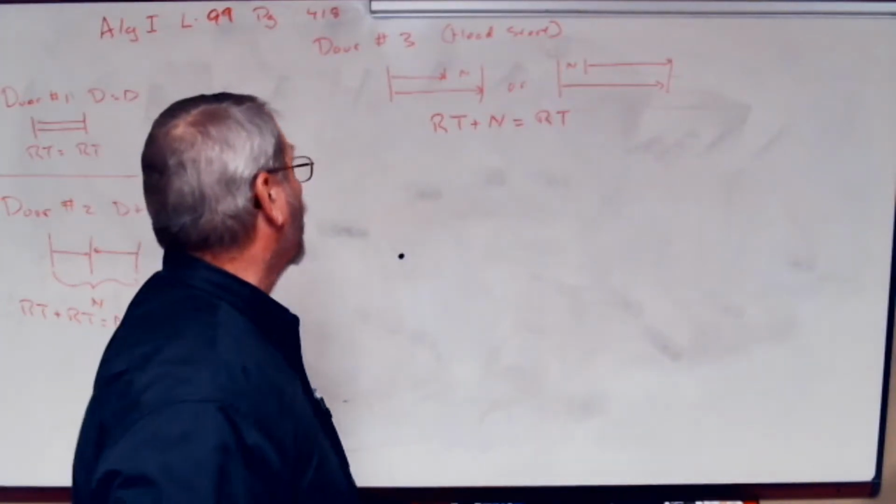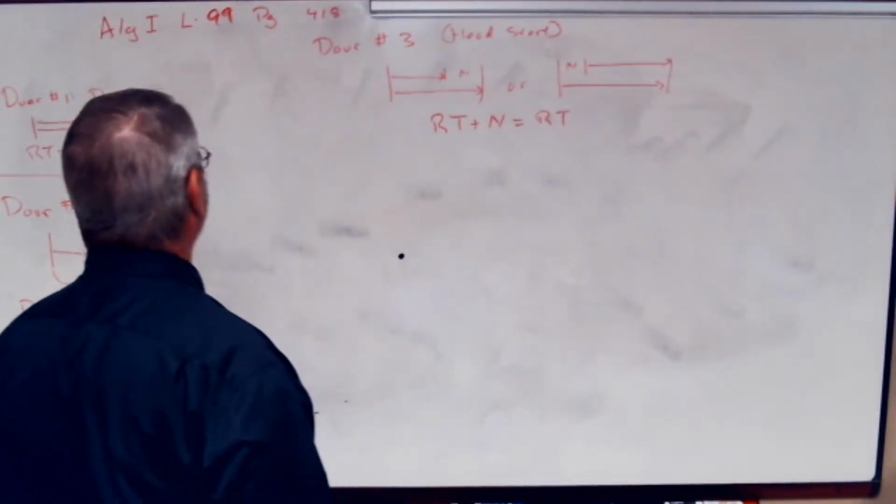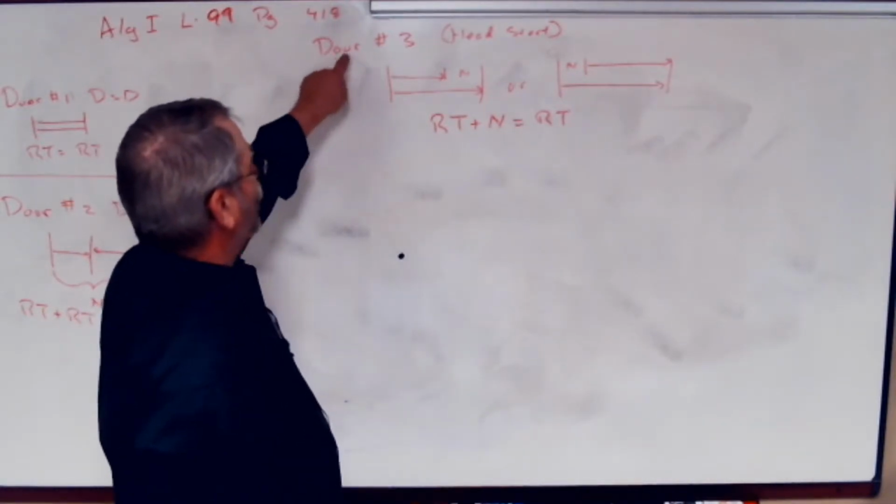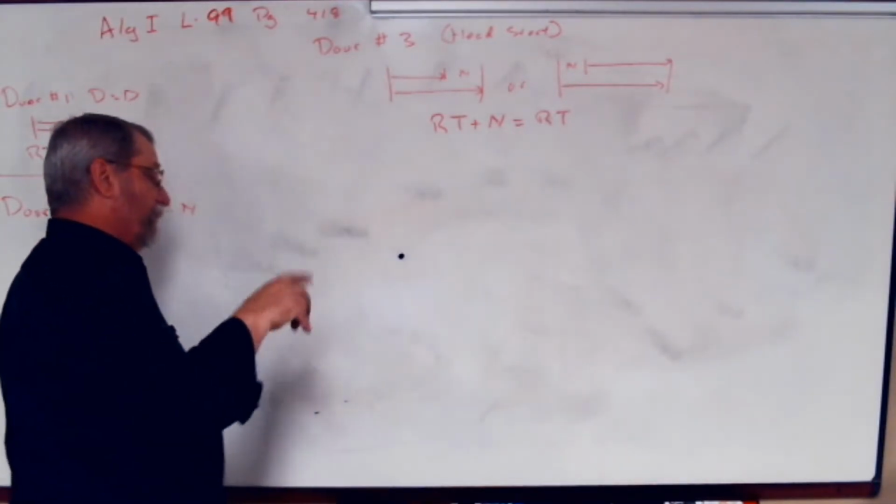All right, Algebra 1, lesson 99, page 418, okay? Today we have door number 3, all right? Review just a little bit.